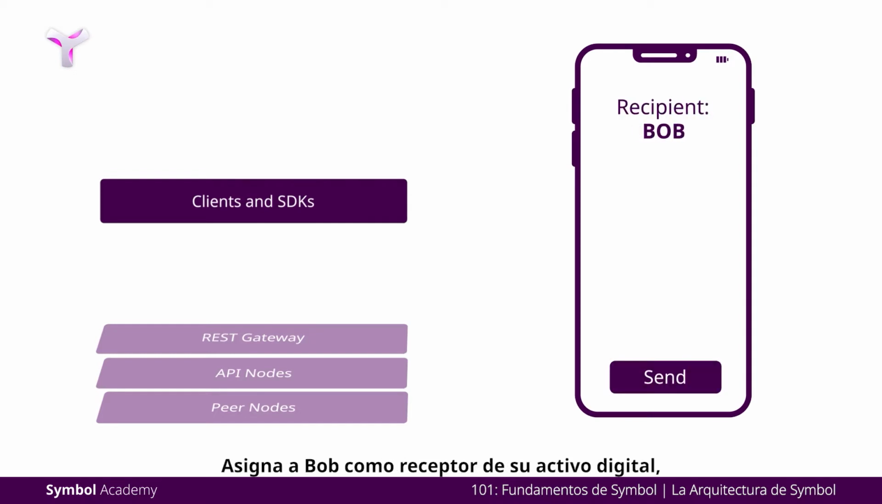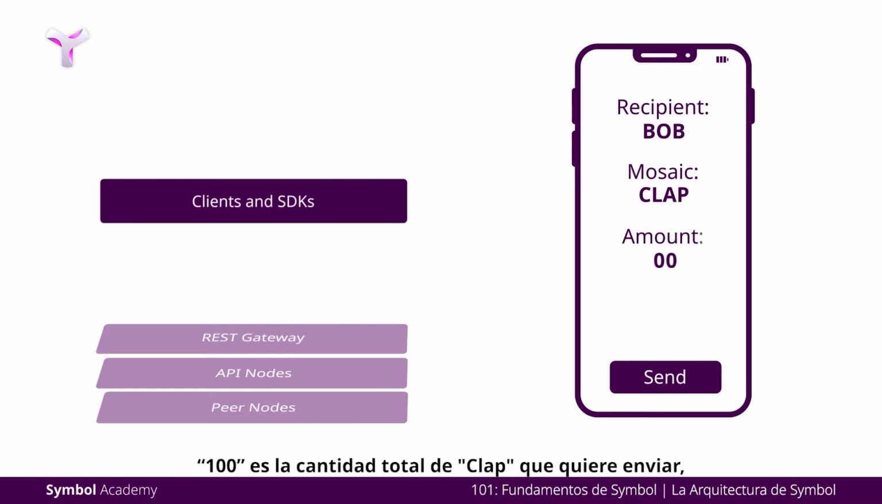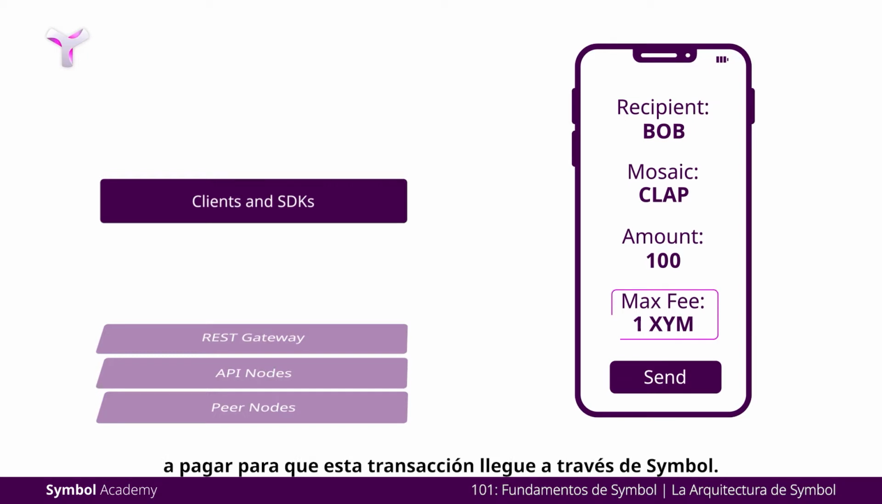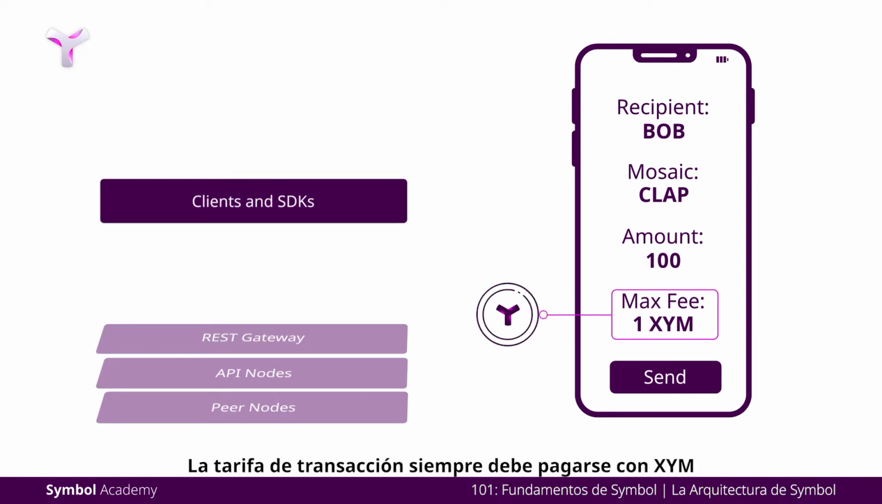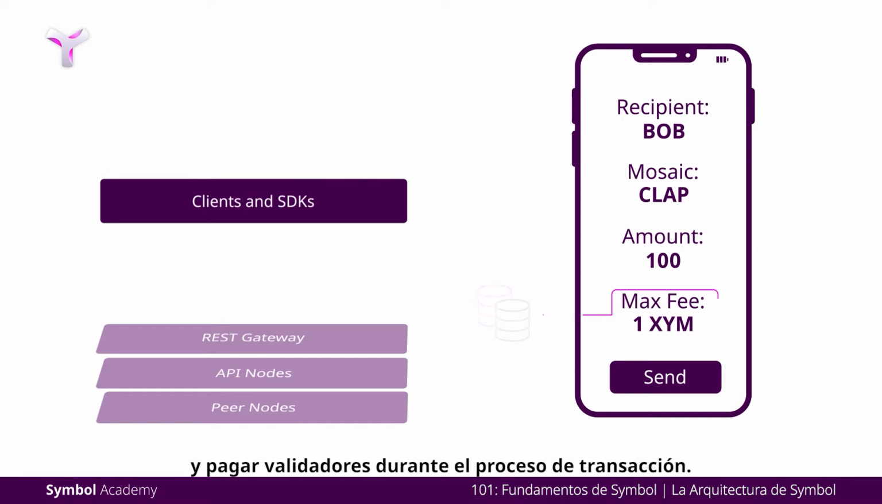of her digital asset, the claps created as a digital asset on Symbol, 100 as the total amount of claps she wants to send, and the maximum amount of fee she is willing to pay in order for this transaction to get through. The transaction fee must always be paid with XYM, no matter what mosaic she is sending, because XYM is the currency native to the Symbol blockchain, which is also a mosaic. A transaction fee is used to incentivize and pay validators to process the transaction.